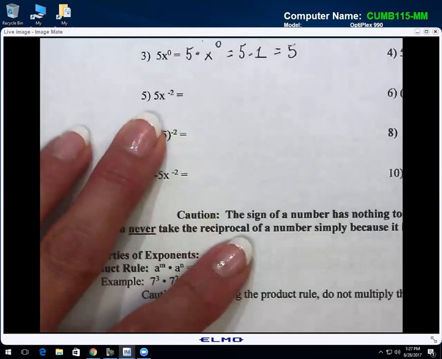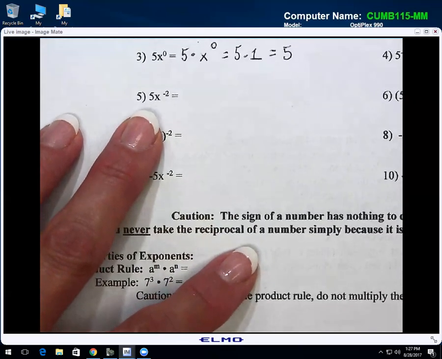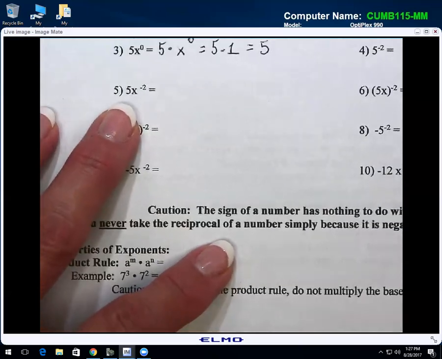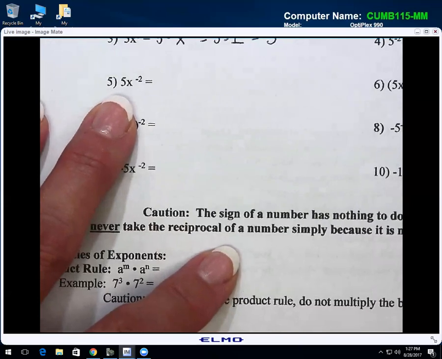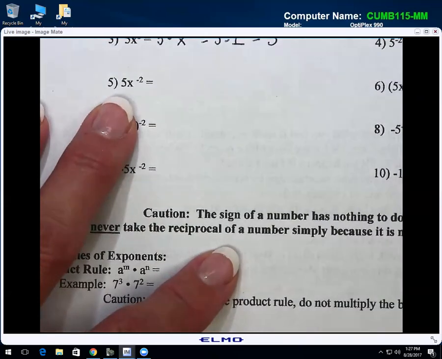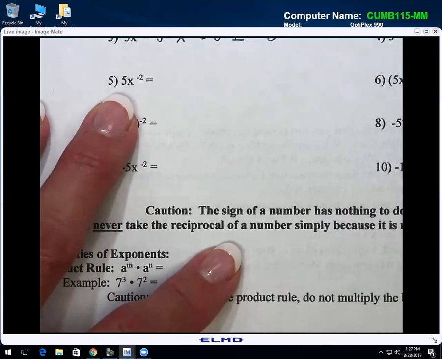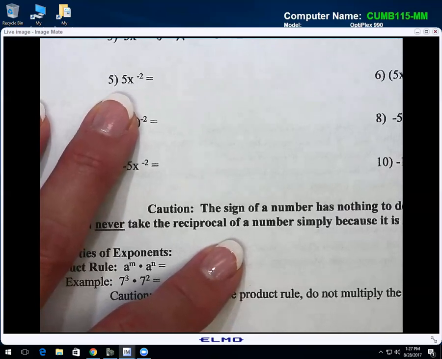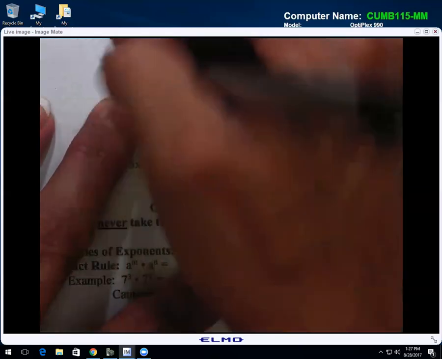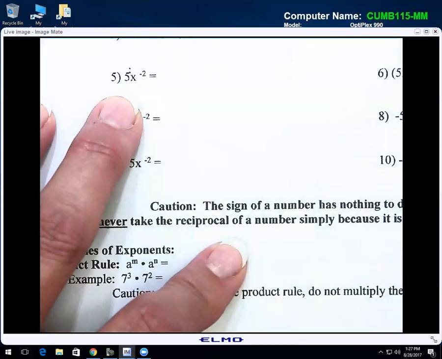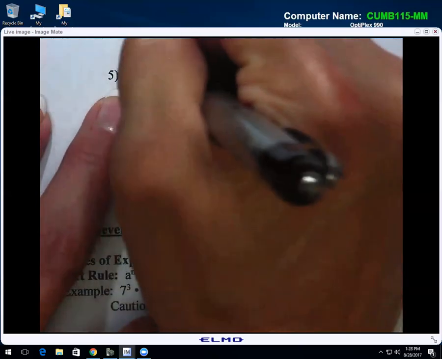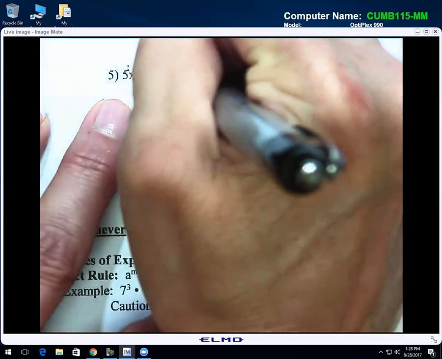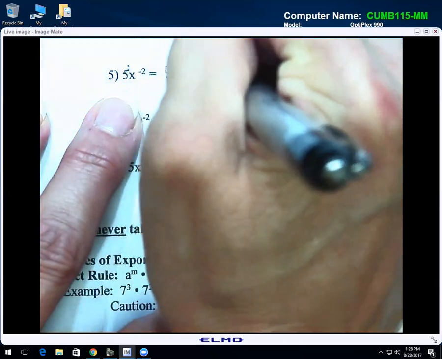Number 5, what's the base of the exponent negative 2? Just the x. The 5's not part of the base. The 5 doesn't have a negative exponent. As a matter of fact, the 5 does have an exponent. What is it? If no exponent is written, it's understood to be 1. And if I'm having any trouble training myself to see that correctly, I'm going to write it as 5 times x to the negative 2.